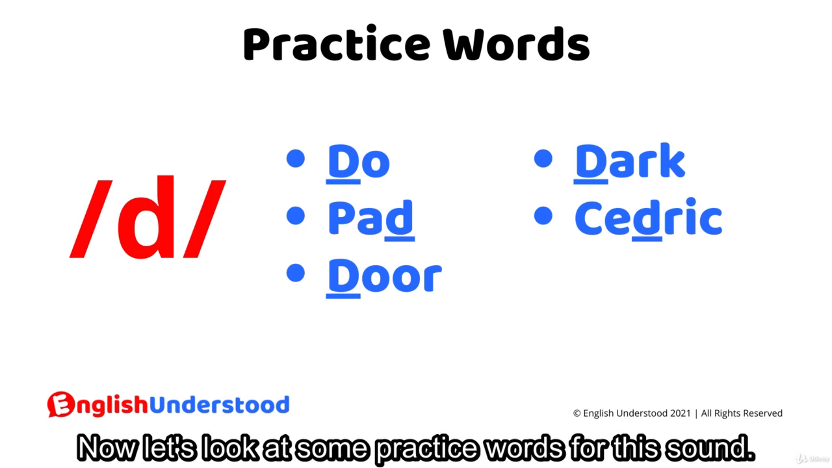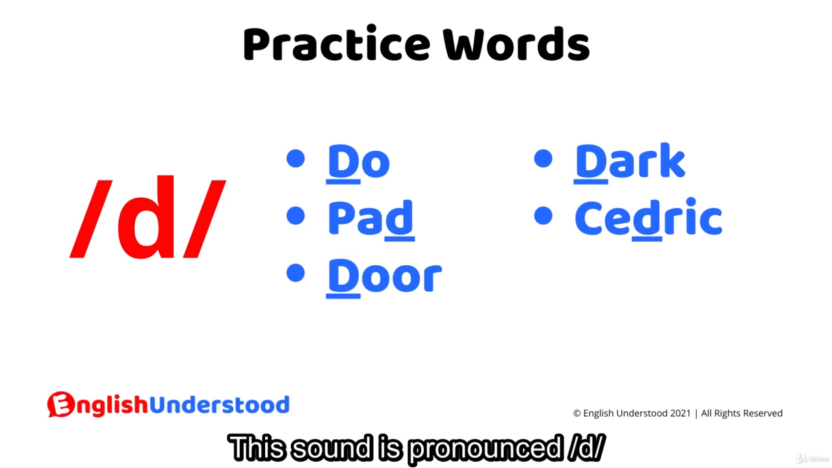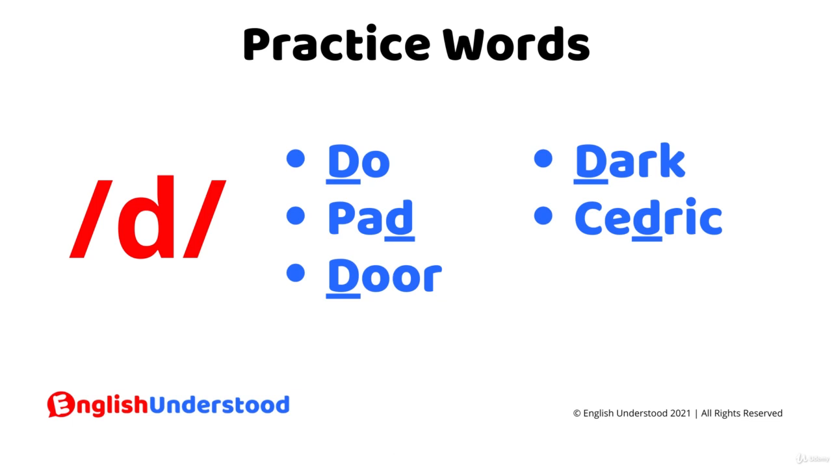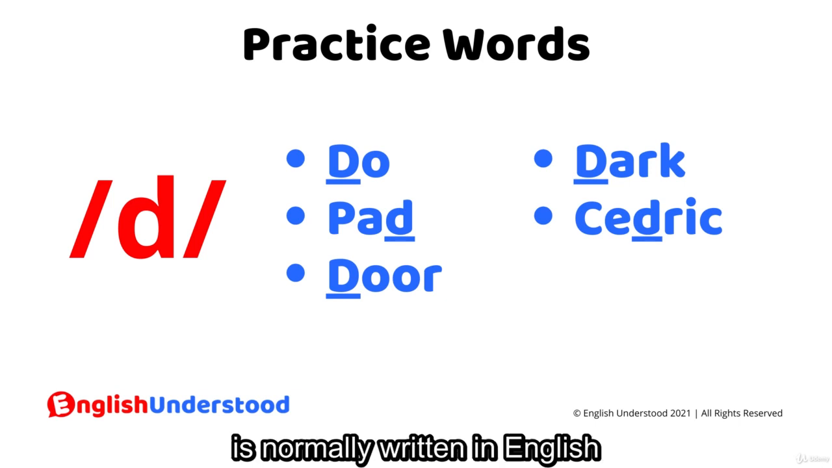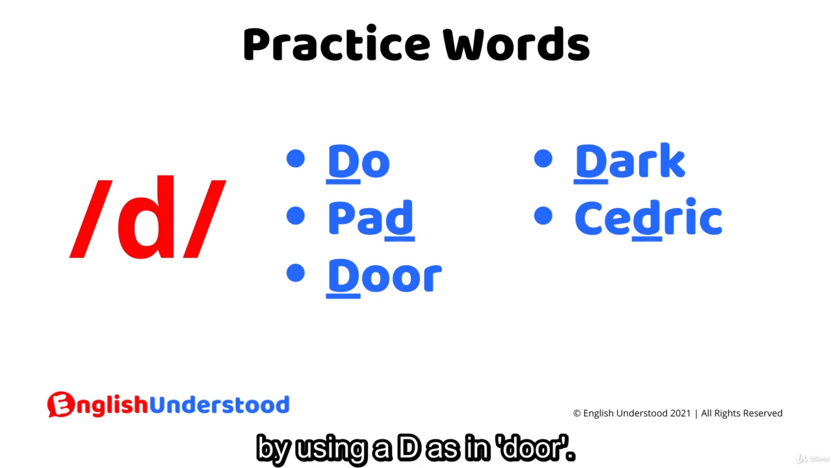Now let's look at some practice words for this sound. This sound is pronounced d, d. Do, do. Pad, pad. Door, door. Dark, dark. Cedric, Cedric. You can see here that the d sound is normally written in English by using a D as in door.